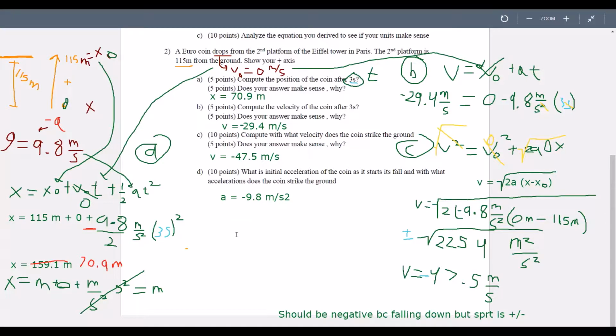And then for D, you just know that you had a constant acceleration throughout because it's acceleration by gravity. It wasn't a function of time. So what you started with is what you ended with for acceleration.